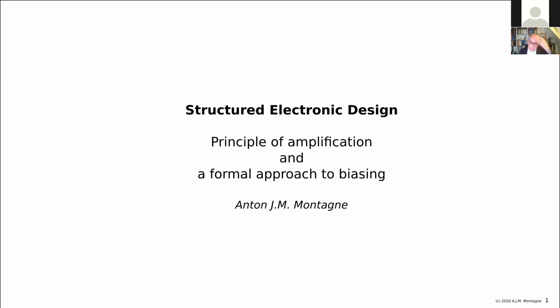So the principle of amplification and biasing, we will do a formal approach to biasing, because in many textbooks about electronics, you see the design of the signal processing and the biasing mixed up through each other, and we want to separate. What we want is an amplifier that processes information in the best possible way, and the biasing is the condition that we have to apply so that this will happen.